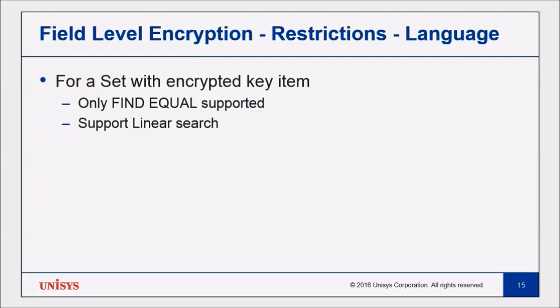Only find equal is supported. This is because we hash the value. The find next and find previous will not be possible. Linear search is not supported if a user selection expression contains an encrypted key item and a non-encrypted signed numeric or real key item. Linear search does not support more than 15 keys in a single user selection expression.